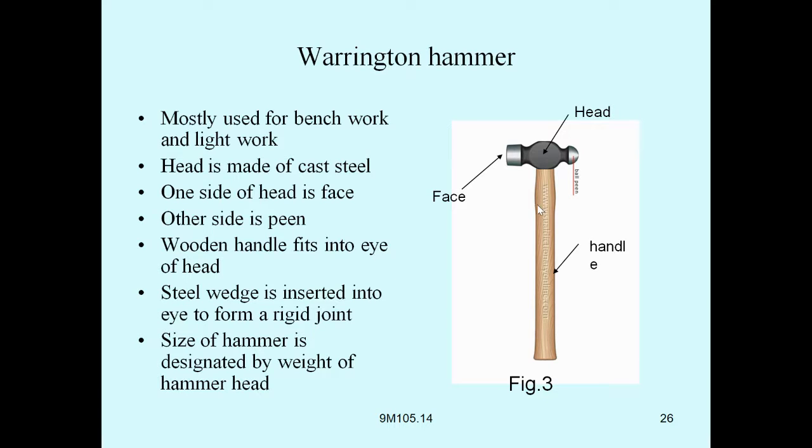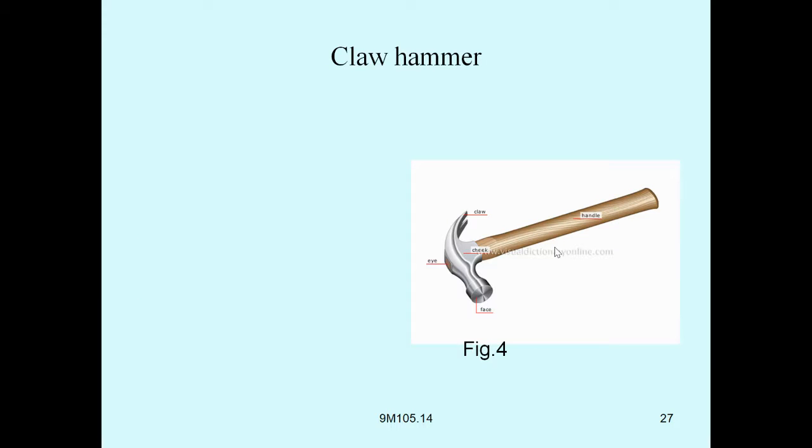Next, the size of a hammer is designated by the weight of the hammer head. So the way we designate the size of the hammer is based on the weight of the hammer head. Next one is the claw hammer. This is the diagram of a claw hammer. You can see the diagram here.